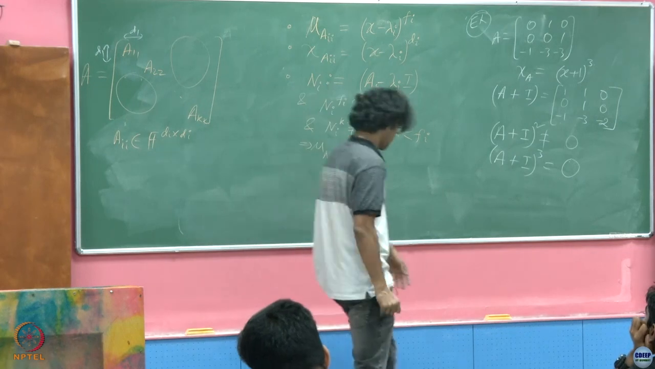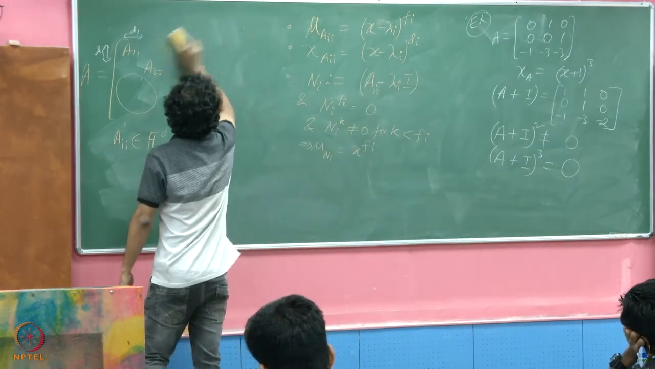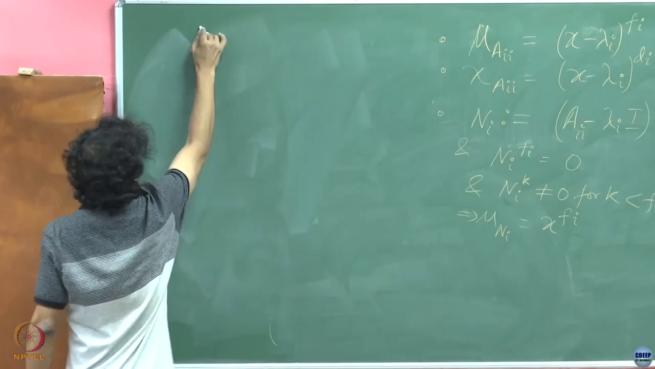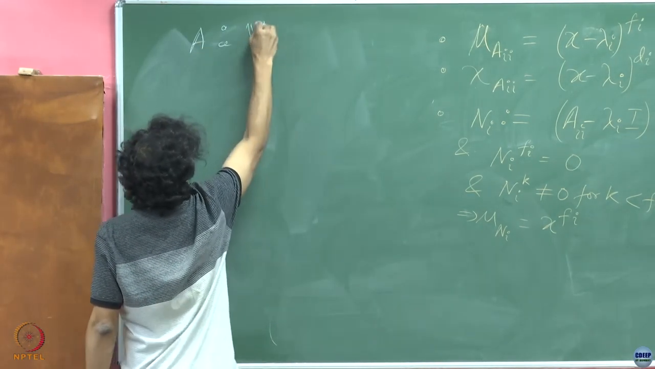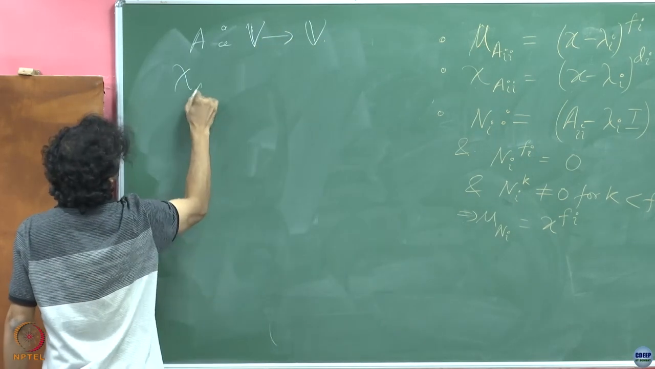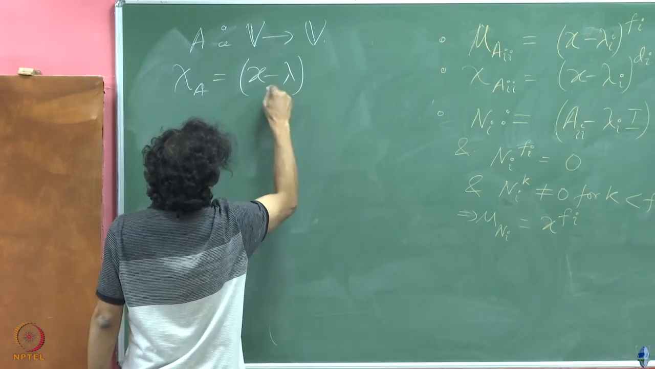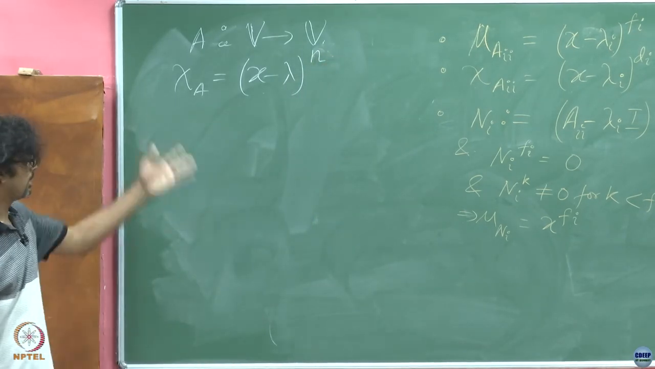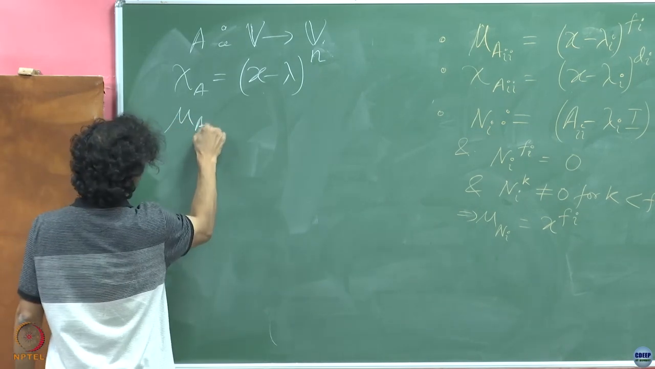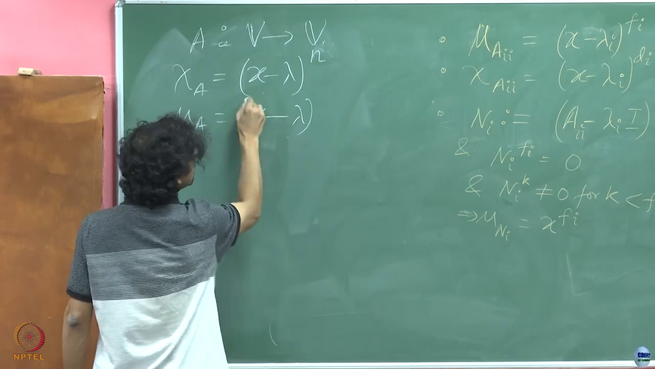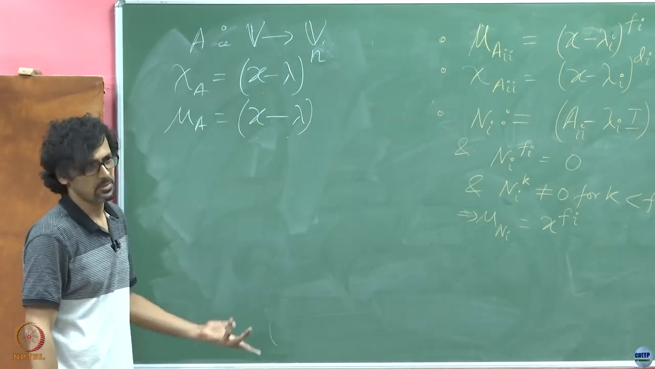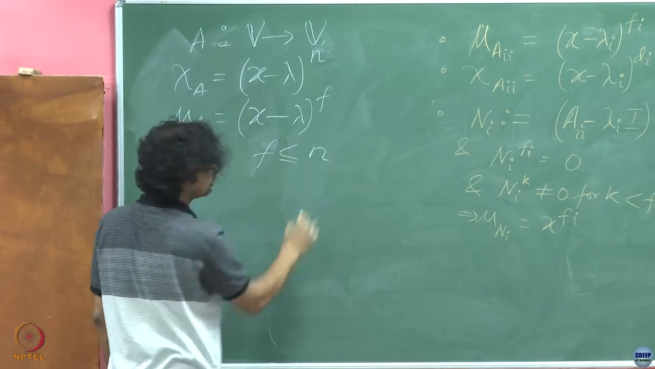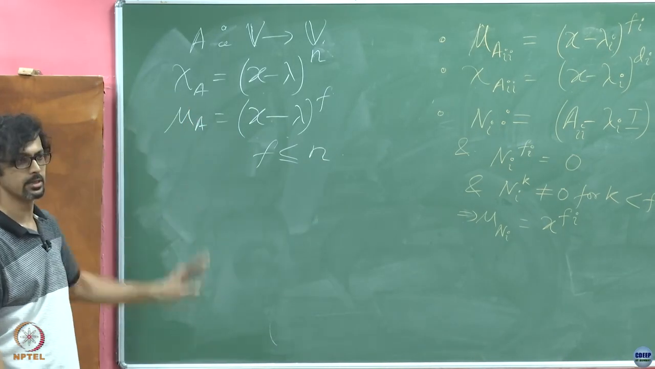So with this motivation, we will now forget about all these index terms and the subscripts and superscripts, and we will only consider operators A that map from V to V, such that chi of A is equal to x minus lambda to the n, where the dimension of V is n, and mu of A is x minus lambda to what power exactly? Let's give it just some name, shall we? Let's call it F, where of course F is less than or equal to n. So we are only going to look at this kind of operators now.